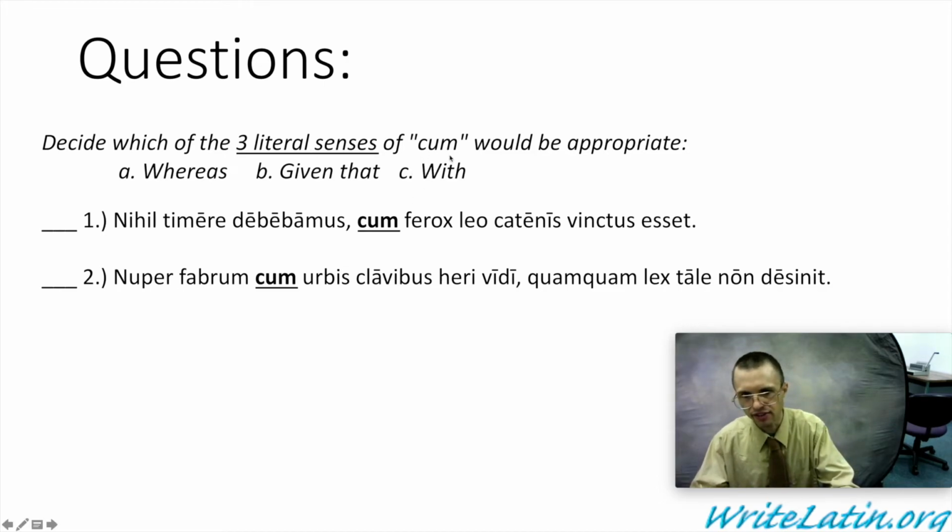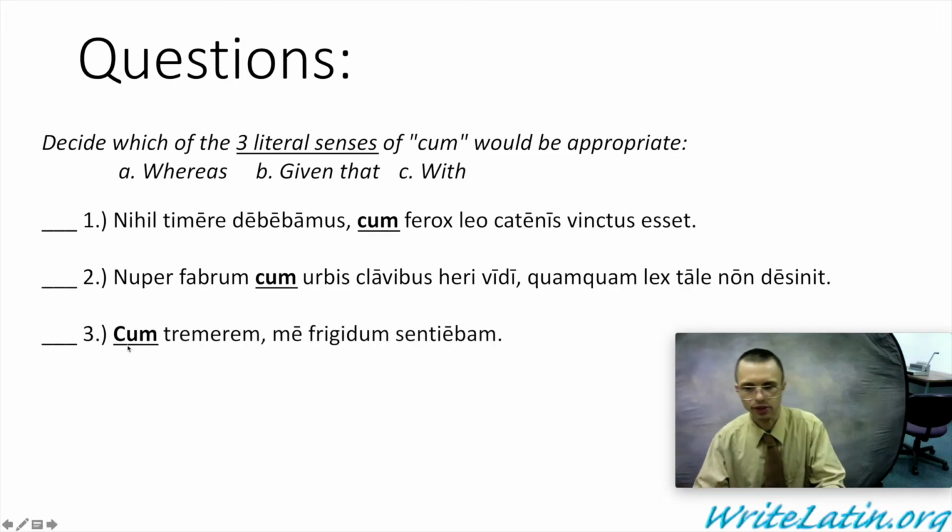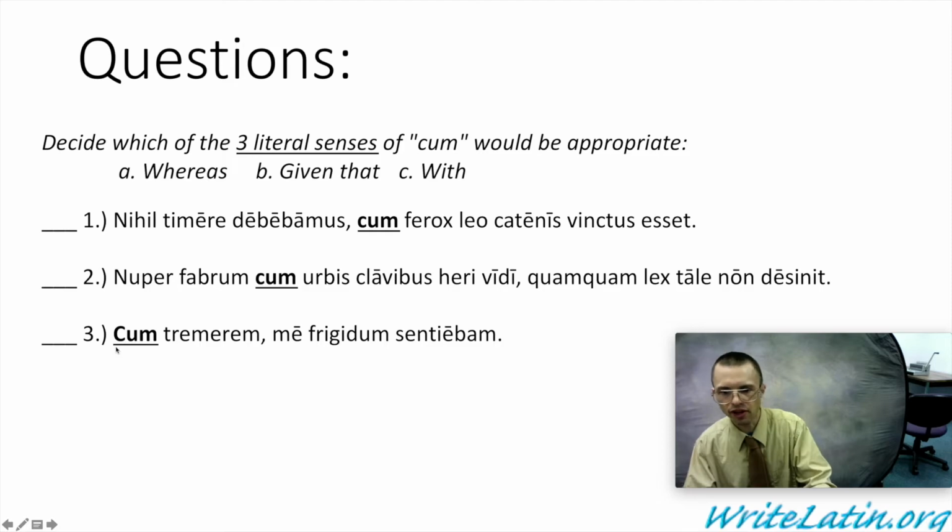That's a standard ablative of means or accompaniment or something like that. So just watch out for that. Lastly, cum tremorem me frigidum sentiebam. Okay, so here we have cum at the start of a whole clause, and it's at the start of the sentence, so this one's going to be whereas. And you see those are the answers.